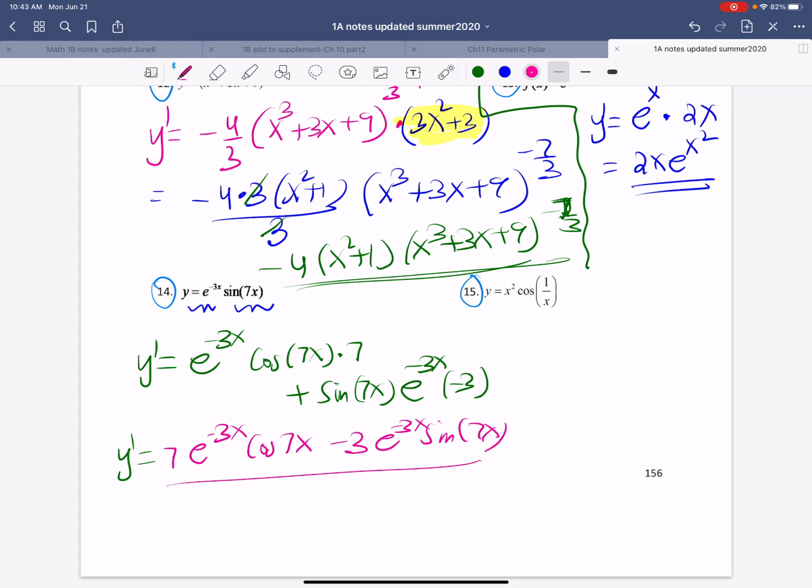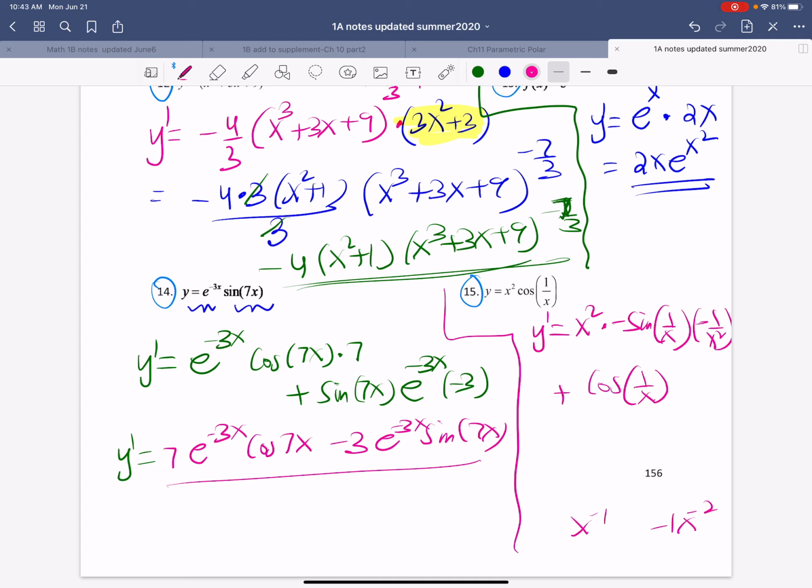If you want to factor out e to the power negative 3x, you can, or you can just leave it the way it is. Again, product rule and chain rule here. So y prime would be x squared times the derivative of cosine of 1 over x. You can do that on scratch space if you need to. The derivative of cosine of 1 over x would be negative sine of 1 over x times the derivative of 1 over x, which is x to the power negative 1. That's going to be negative 1 times x to the power negative 2, so negative 1 over x squared, plus cosine of 1 over x times the derivative of x squared, which is 2x. Now we're going to write it neatly here.